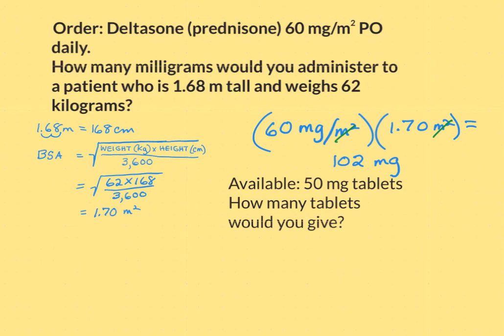How many would you give? Well, 102 milligrams divided by 50 milligrams per tablet would give us 2.04 tablets, which isn't going to happen. You're not going to split a tablet into 4/100ths, so you're going to administer 2 tablets. There will often be some rounding, some approximations when you're working with tablets. Although the math can be precise, you have to adapt to the real-world situation.